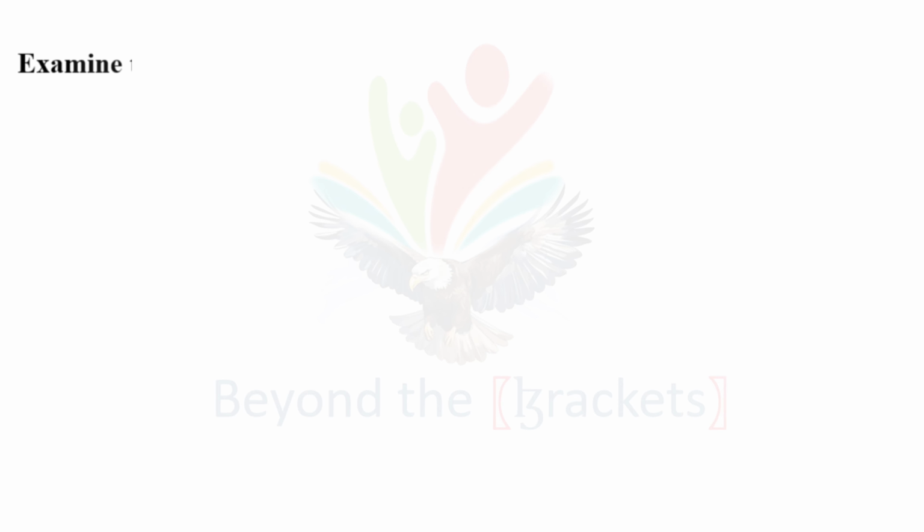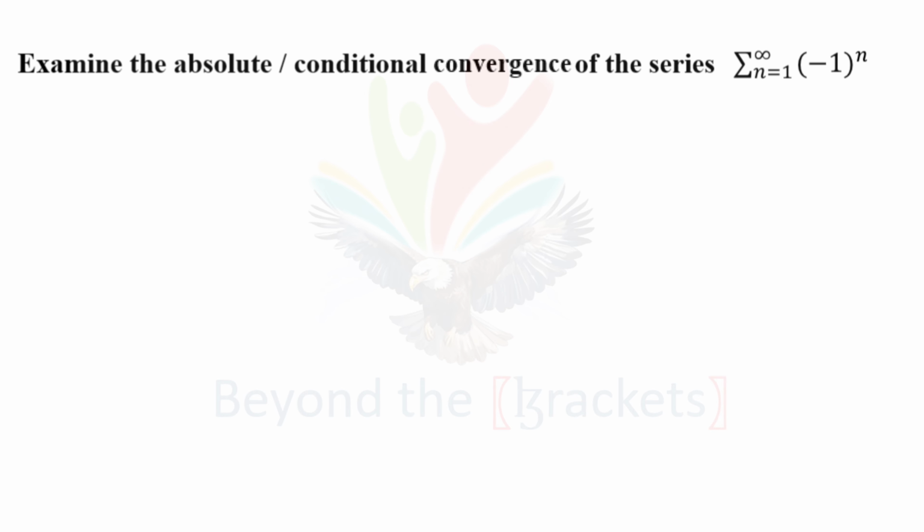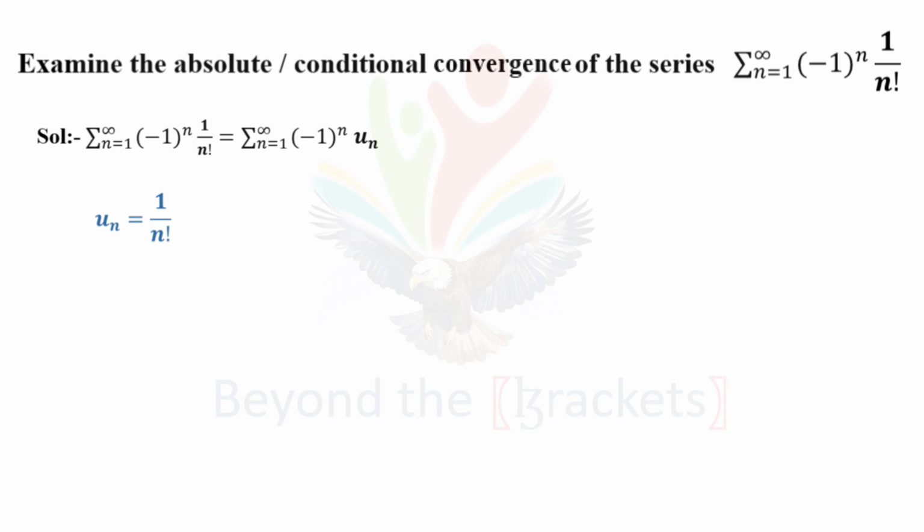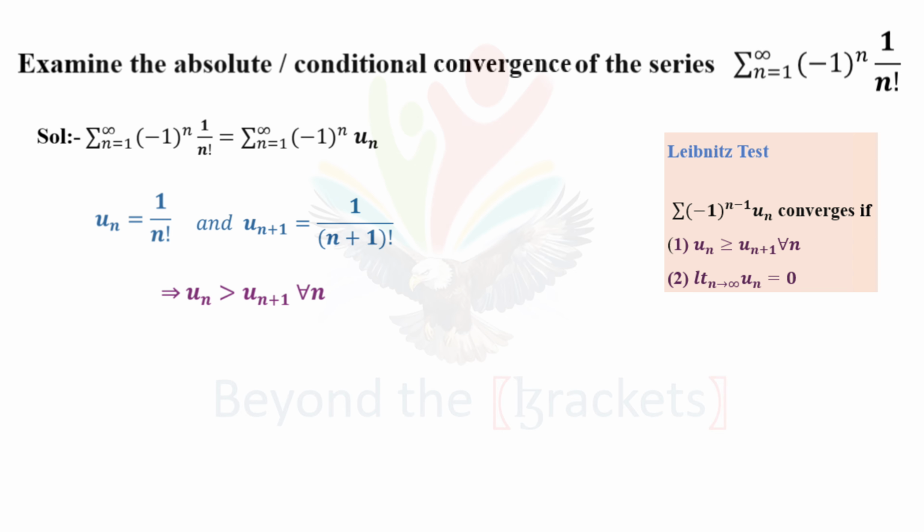The next question is given as examine the absolute and conditional convergence of the given series. Here the nth term is given, which will be un is equal to 1 by n factorial. To find the n plus 1th term, replace n with n plus 1. We get un plus 1 is equal to 1 by n plus 1 factorial. Again, the numerators of both the terms are same, whereas the denominator of un plus 1 is greater than the denominator of un. That means un will be greater than un plus 1. With this, the first condition of Leibniz test is satisfied.